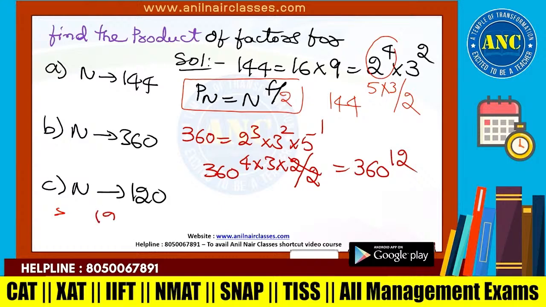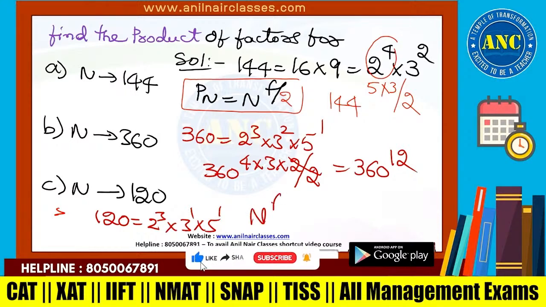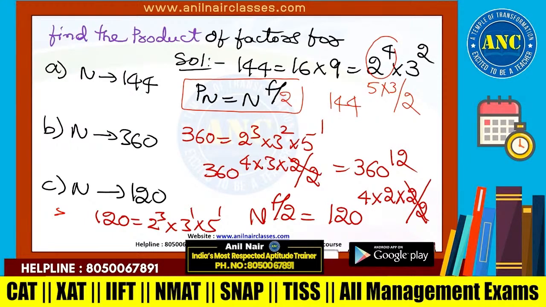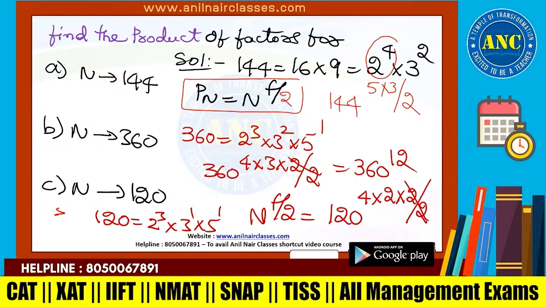Next is 120. 120 is 8 into 15, that is 2 cube into 3 into 5. The answer is number power number of factors by 2. The number of factors is 4 into 2 into 2, divided by 2, so the answer is 120 power 8. Please do not leave. In the next 5 minutes, I am going to discuss a very beautiful concept.